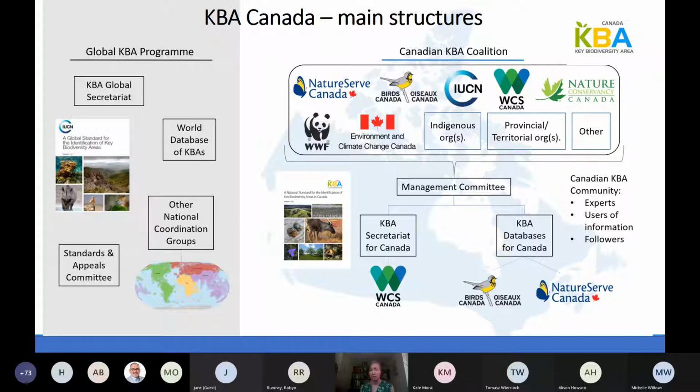So the Pathway to Canada Target 1 National Steering Committee is part of this work, and that incorporates most provincial territorial governments, Indigenous governments, as well as some municipal governments as well. And so a subset of that is there's a management committee where we have representation from about 6 or 7 of those groups. There's a KBA secretariat, and actually it's a bit of a distributed secretariat. We consider WCS Canada, Birds Canada, and NatureServe Canada to form that secretariat, as we are the organizations that are organizing, coordinating different aspects of this work.